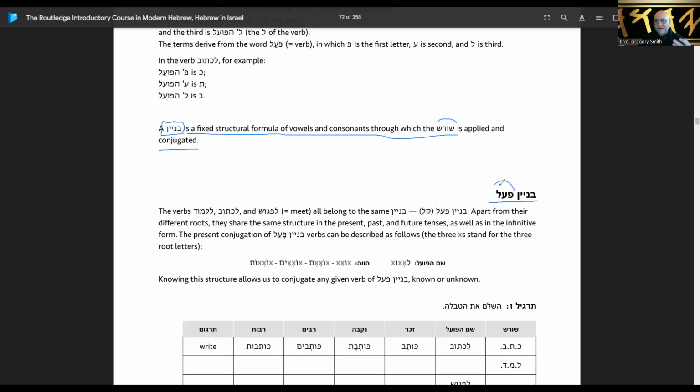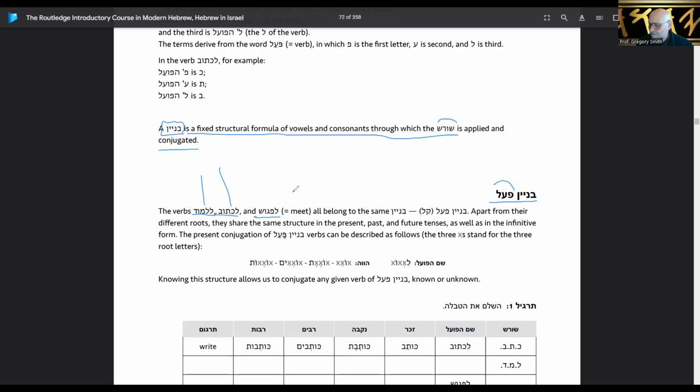And so once you recognize those patterns, then it becomes a little easier to figure out what's being said here. And then you also have to recognize what are these 2 or 3-letter roots that are included in here. How do you figure out what this word means, or at least get a hint of it? Okay, so the verbs: lilmod, that one I think is to study. Liktov, to write.